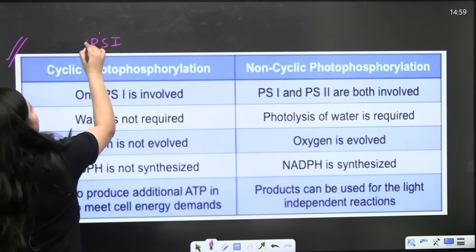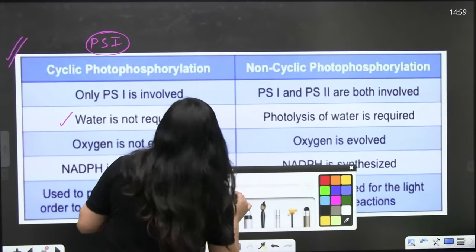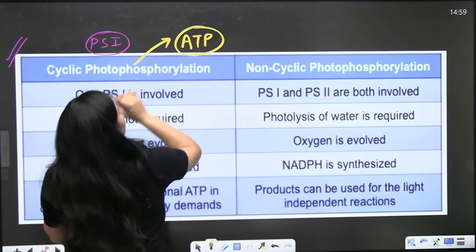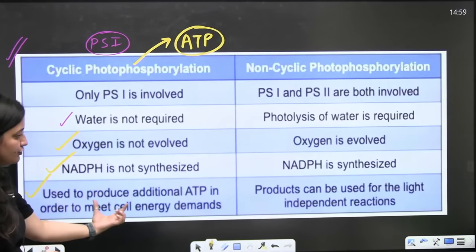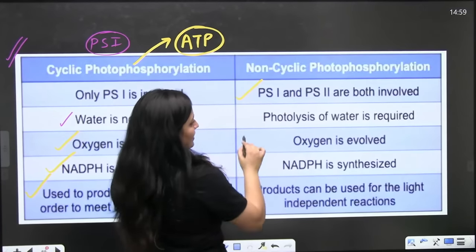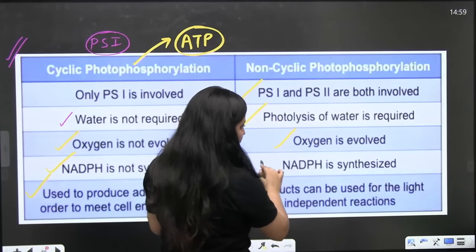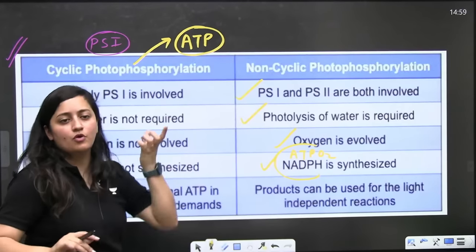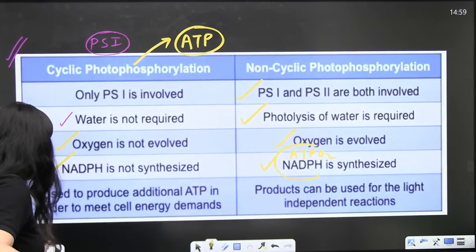Only PS1 is involved, right? Water is not required. Here in cyclic photophosphorylation, only ATP will form. Oxygen is not evolved. NADPH is not synthesized. It is used to produce additional ATP. Here in non-cyclic, PS1 and PS2 both are there. Water photolysis will be done. I have mentioned the reaction with the trick. Oxygen is evolved. NADPH, ATP, O2: these three products we will get from non-cyclic photophosphorylation. Done? Then the products can be used for the light independent reaction.